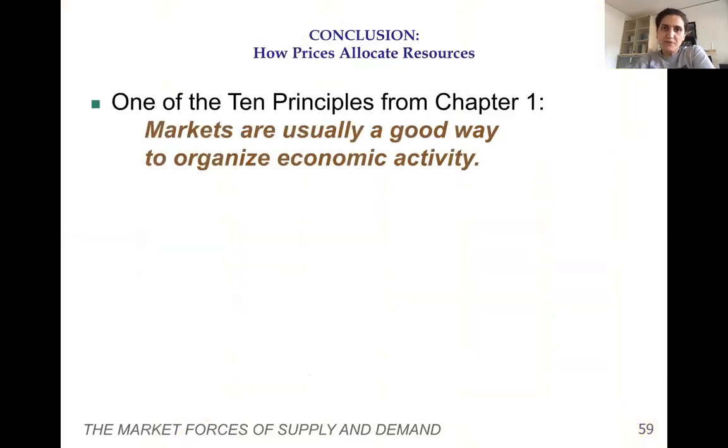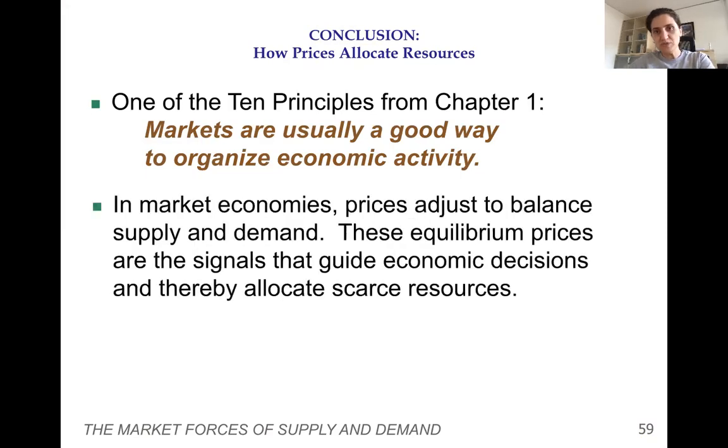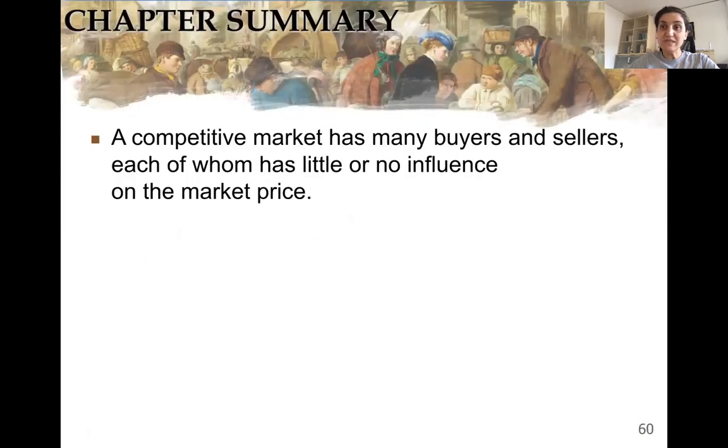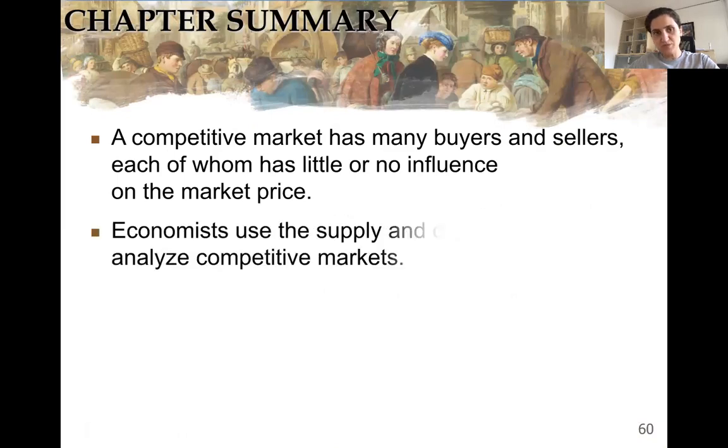So how do prices allocate resources? This is one of the 10 principles from chapter 1. Markets are usually a good way to organize economic activity. In market economies, prices adjust to balance supply and demand. These equilibrium prices are the signals that guide economic decisions and thereby allocate scarce resources. A competitive market has many buyers and sellers, each of whom has little or no influence on the market price, and economists use the supply and demand model to analyze competitive markets.